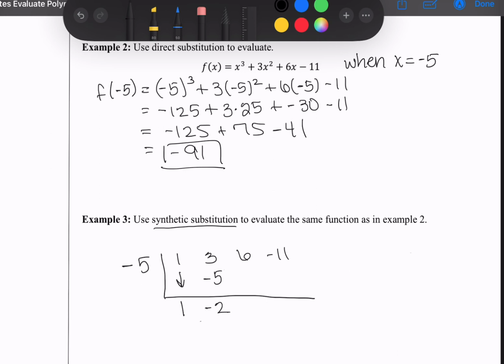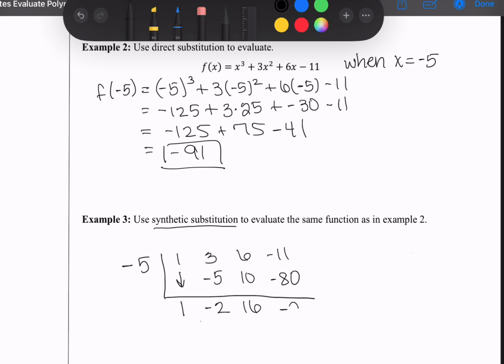Take that -2, multiply it by -5 again. You get +10. Add. So you get 16. You see how we're adding, multiplying, adding, multiplying. So write a little note off to the side for yourself so that you don't forget. And then multiply 16 times -5, you get -80.